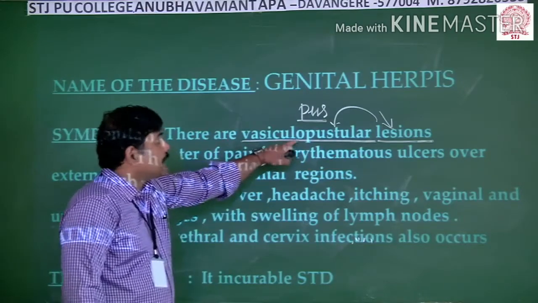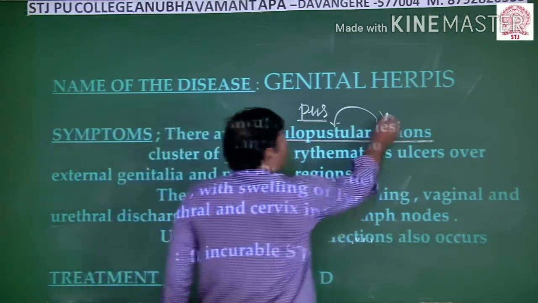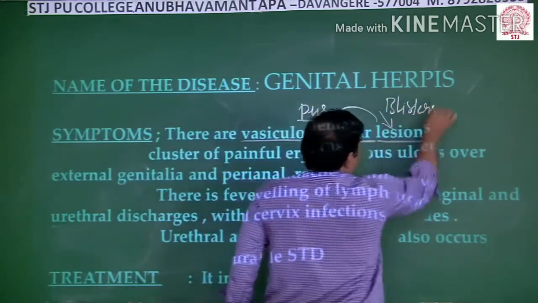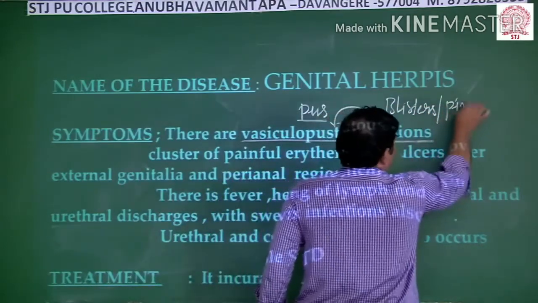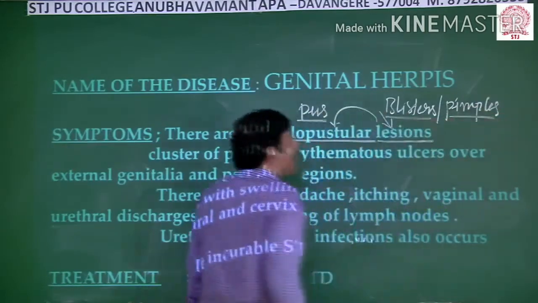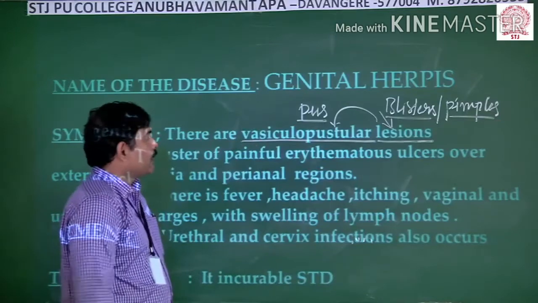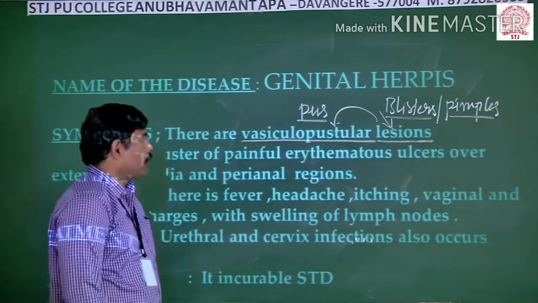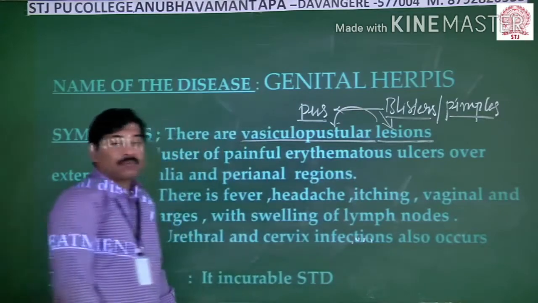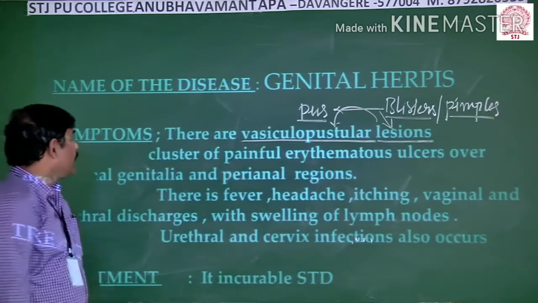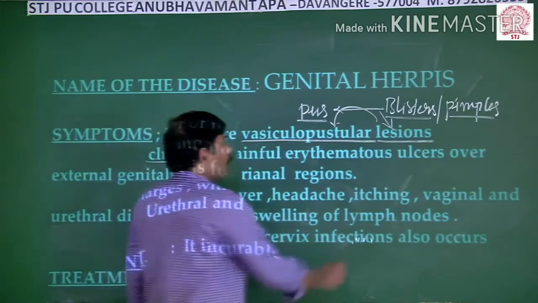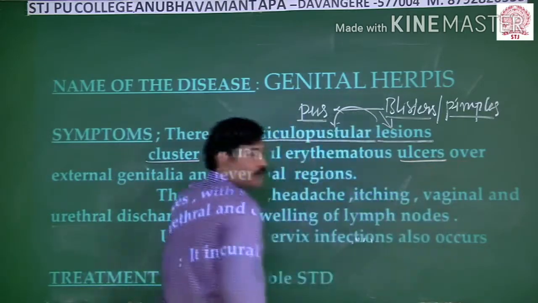These lesions include blisters or pimples. They appear in this form on the affected organ, and they contain pus within them. The second symptom is a cluster of painful ulcers.